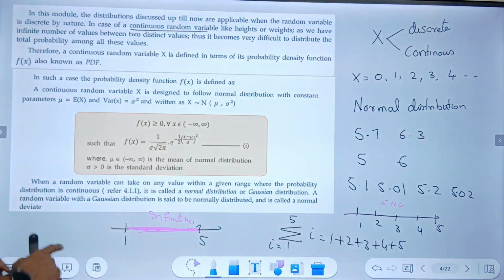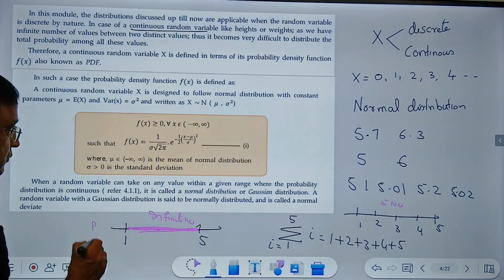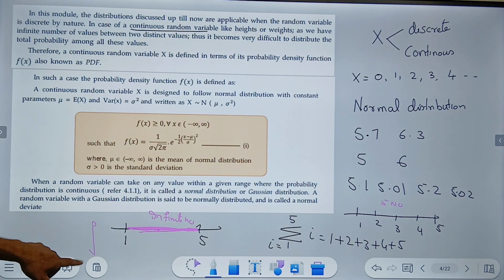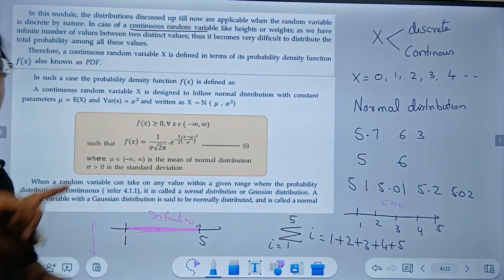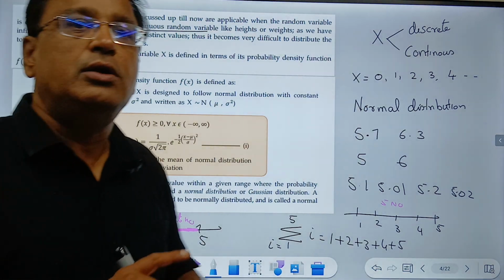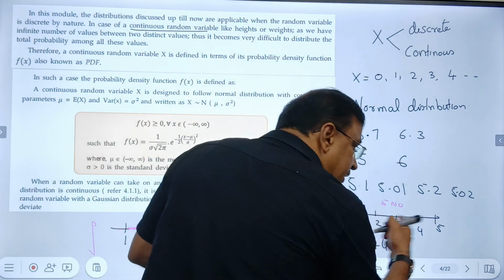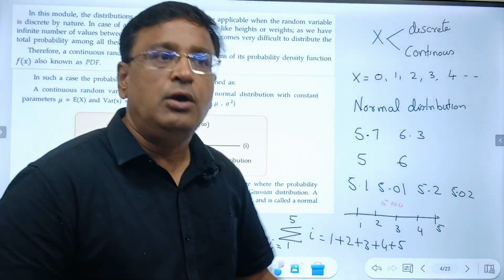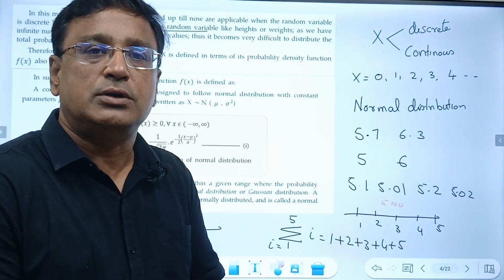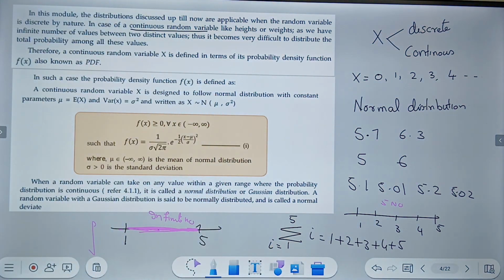When it is continuous, if you want to add, you can't use summation, you have to use integration. The integral sign stands for summation. So if your random variable x is like this, then the probability distribution will be called a normal distribution. If your probability distribution is discrete, then it can be categorized as Poisson distribution or binomial distribution based on the conditions. That is the first thing that you should know.